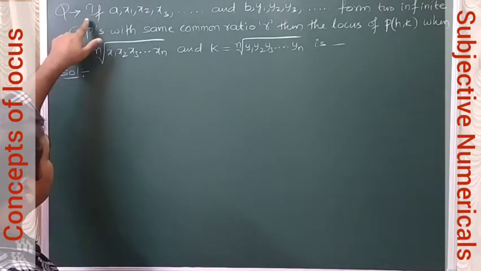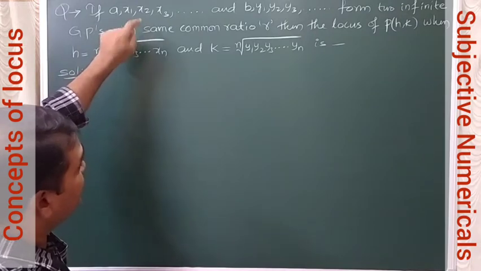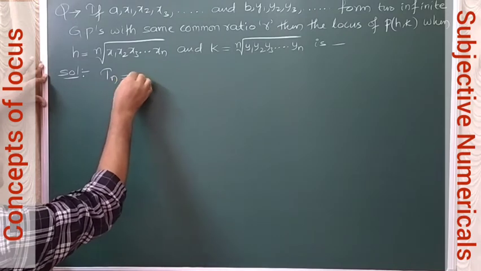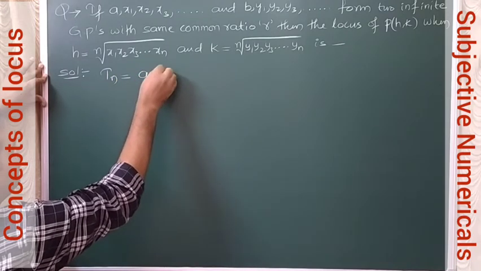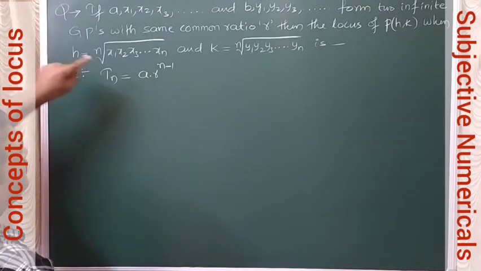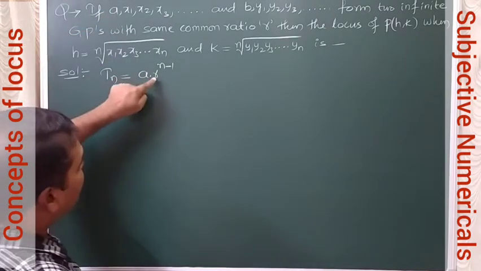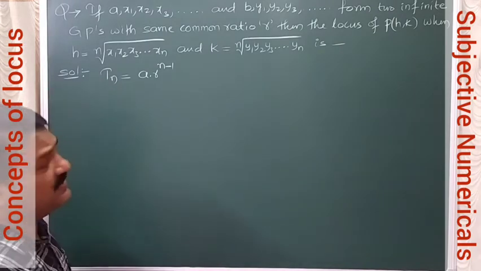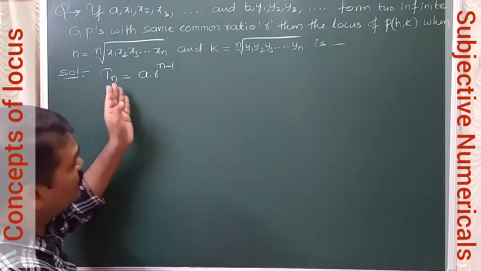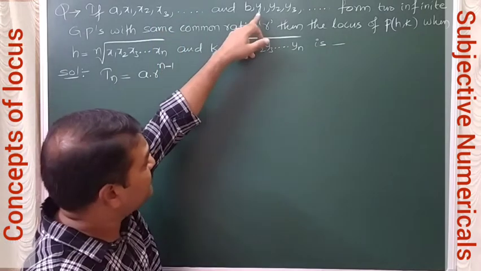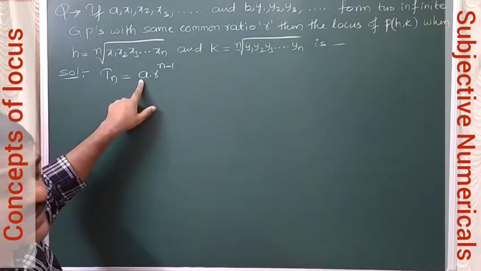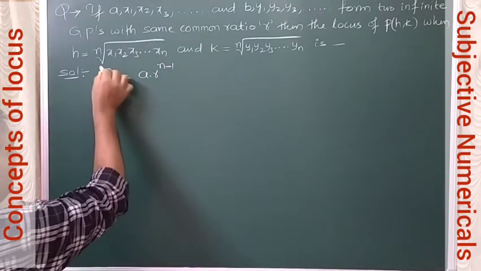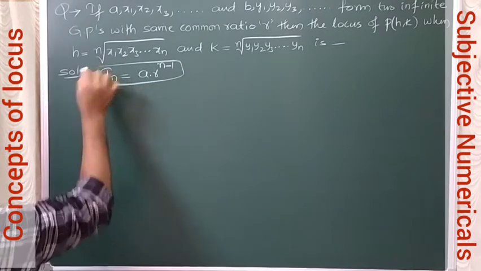So first let us take this infinite GP. We know that the nth term of a GP is a into r power n minus 1, where a is the first term and r is the common ratio. This is the formula for the nth term of a GP. When we go to the second infinite GP, the first term here is b, and the common ratio is the same.